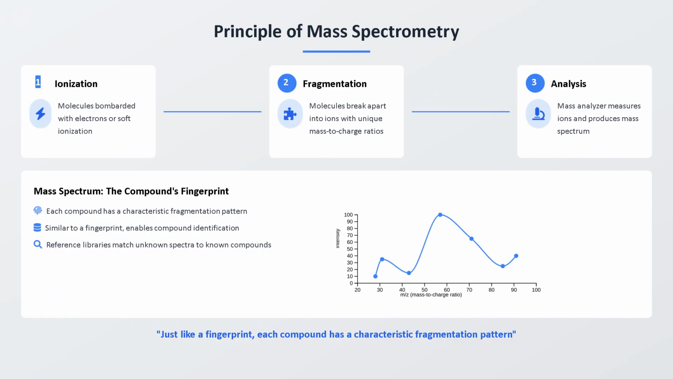Once the compounds leave the GC column, they enter the mass spectrometer, the identity decoder. First, the molecules are ionized, often by electron impact or other soft ionization methods. Next, they fragment into ions with distinct mass-to-charge ratios. Then, the mass analyzer separates and measures those ions, producing a mass spectrum. Each spectrum is like a fingerprint: unique, reproducible, and highly diagnostic. And using reference libraries such as NIST, we can match unknown spectra to known compounds with confidence.